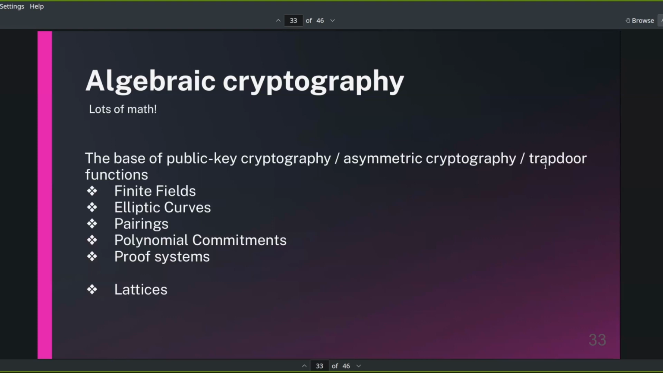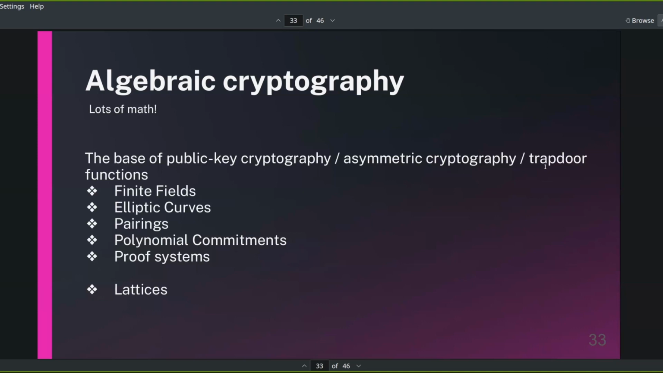So this is used for something called public key cryptography, which uses trapdoor functions, something that is easy to compute and hard to invert. It's a case of modular exponentiation for RSA, scalar multiplication for elliptic curves, pairings for pairing-based cryptography. Everything is based on this. And for lattices, it's the shortest vector problem, if I remember correctly.